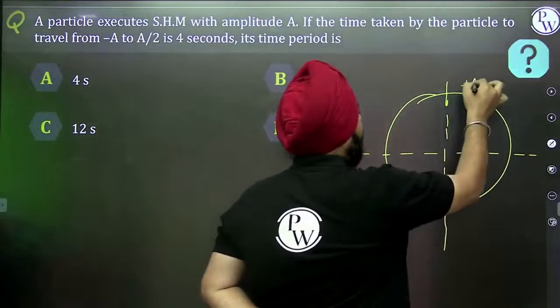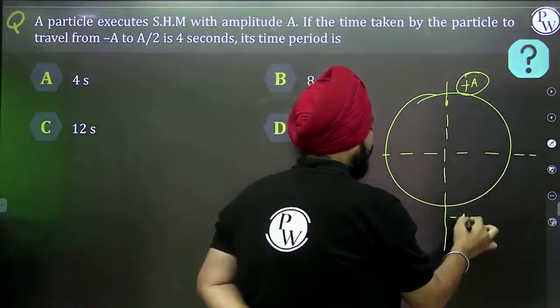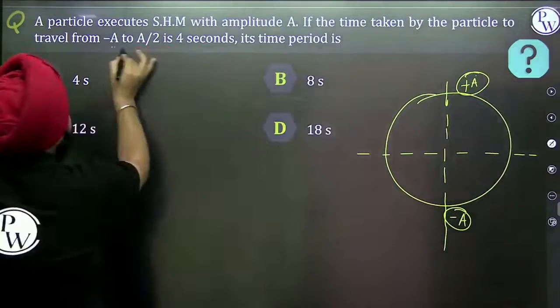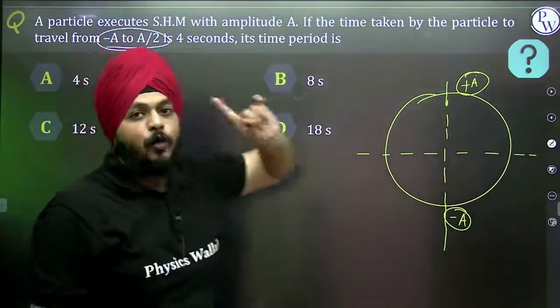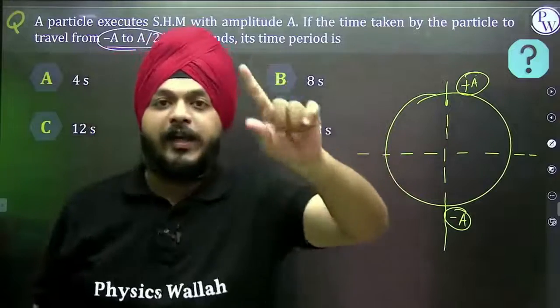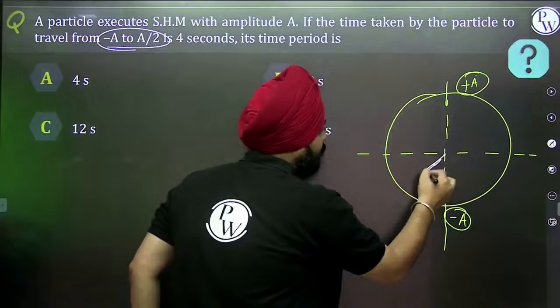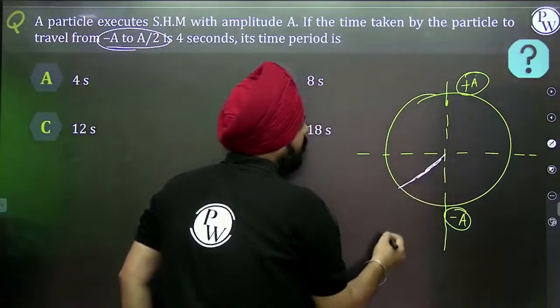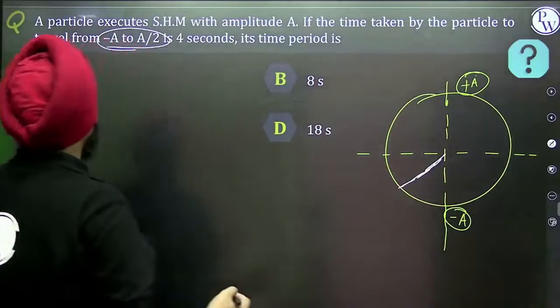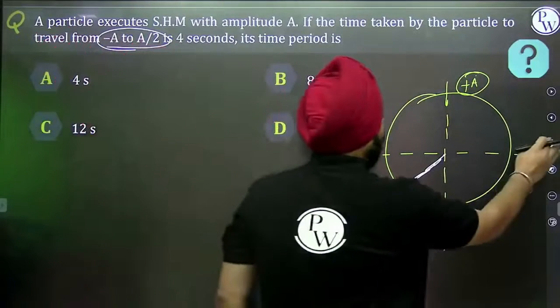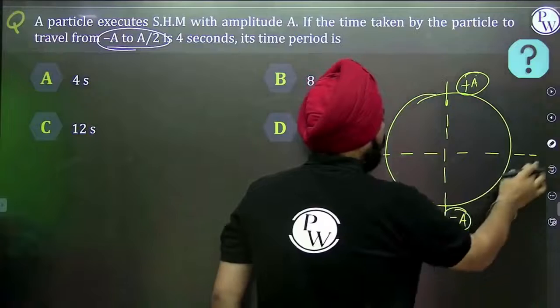This is positive A. This is negative A. The particle is moving on from minus A to plus A by 2. As I said, the phasor always rotates in the anti-clockwise direction. Minus A by 2 comes here, okay, minus A to A by 2. I'm sorry, it's moving on from minus A to A by 2.